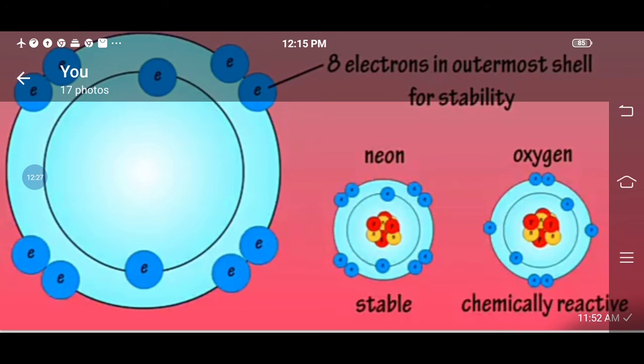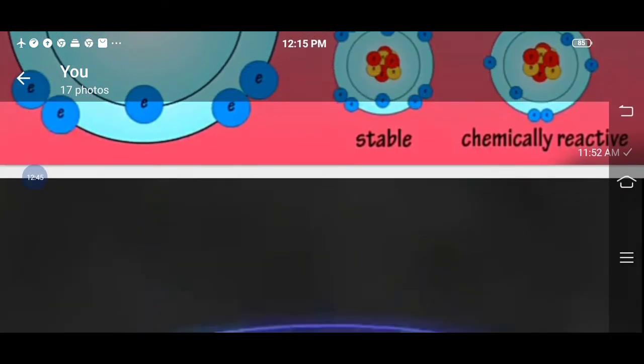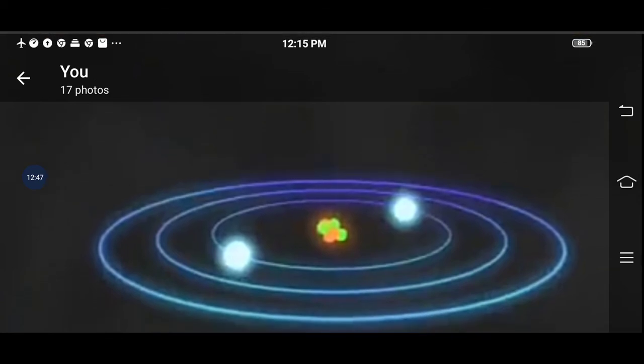Because of the presence of 8 electrons, neon attains the octet configuration. It is satisfying the octet rule. The octet rule means the presence of 8 electrons in the outermost shell, so that the element is more stable in nature.